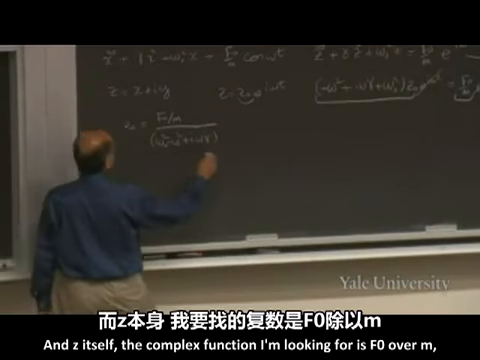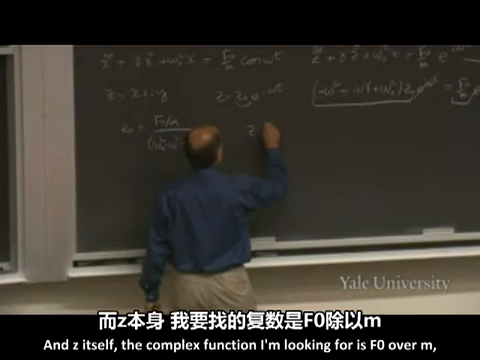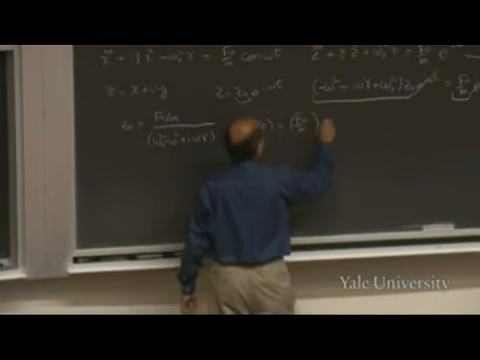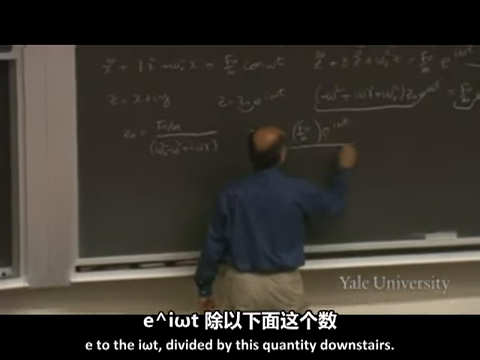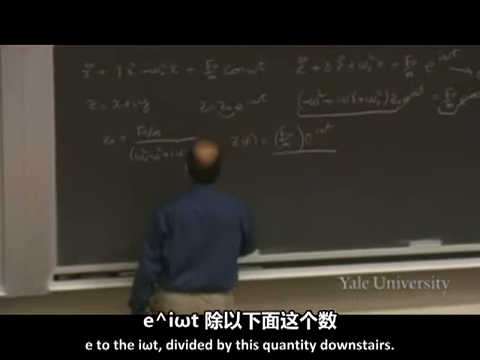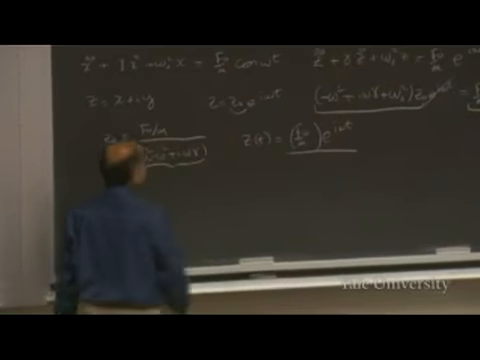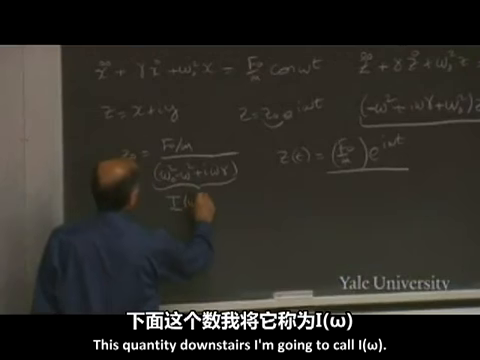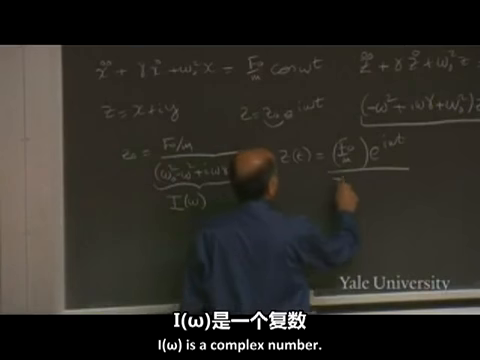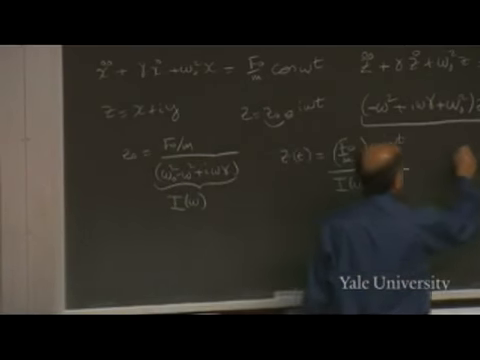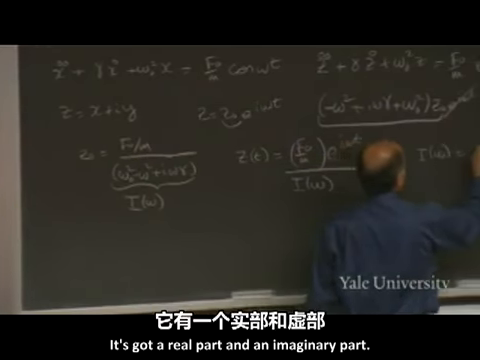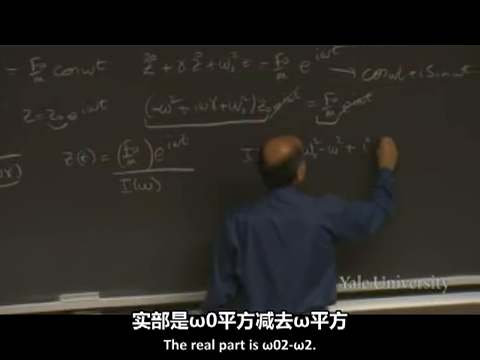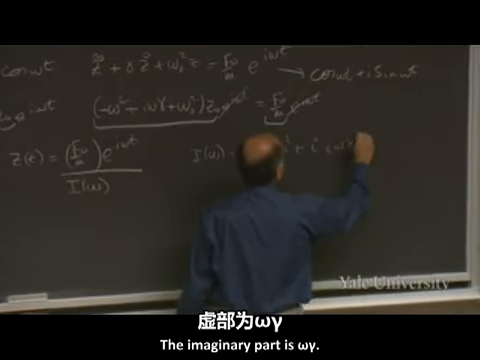And z itself, the complex function we're looking for, is f naught over m, e to the i omega t, divided by this quantity downstairs. This quantity downstairs I'm going to call I of omega. I of omega is a complex number. It's got a real part and an imaginary part. The real part is omega naught squared minus omega squared. Imaginary part is omega gamma.